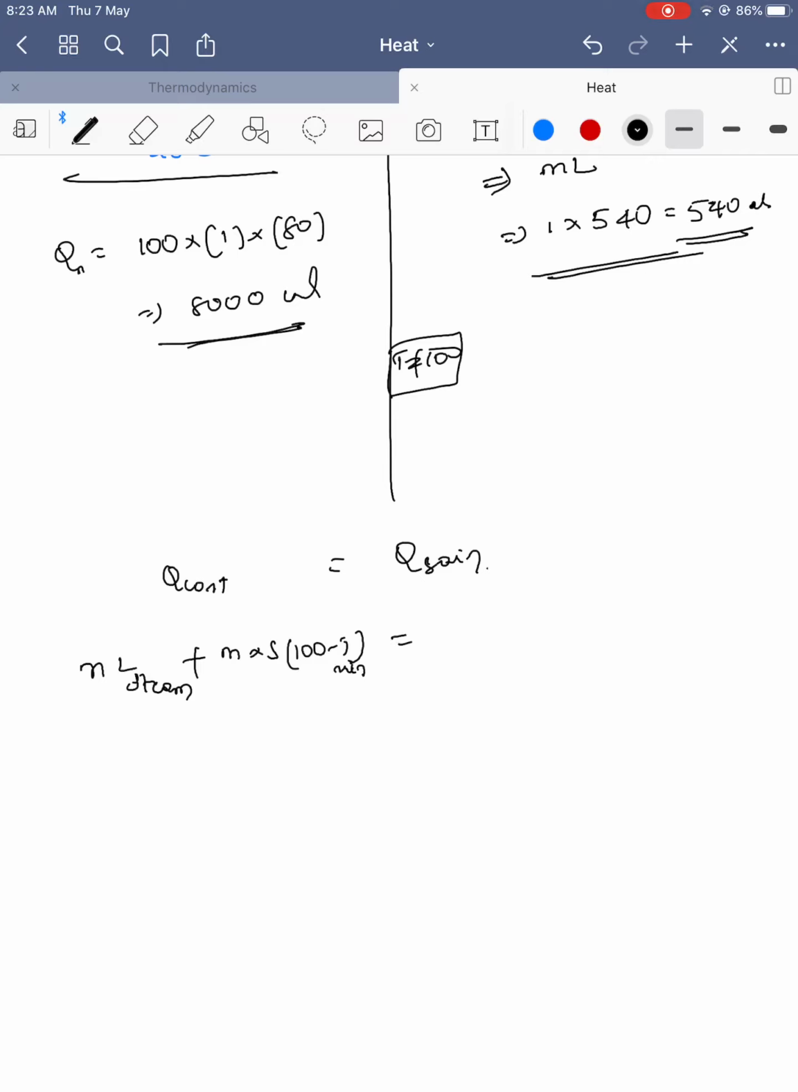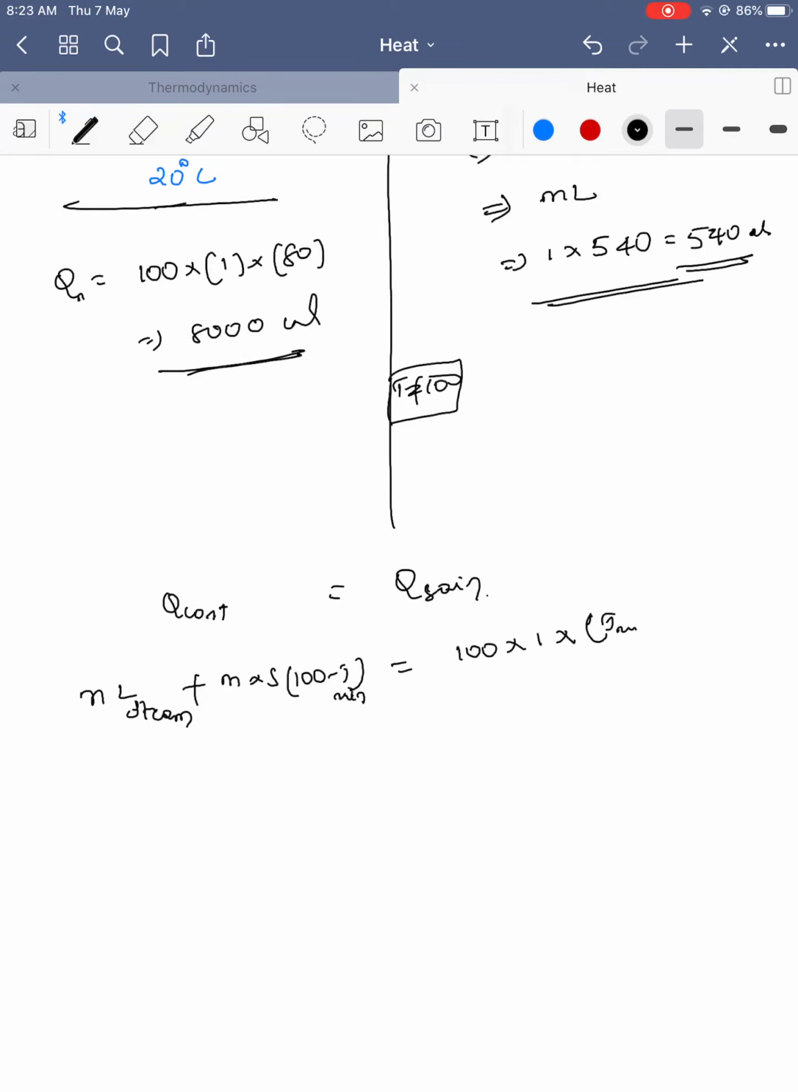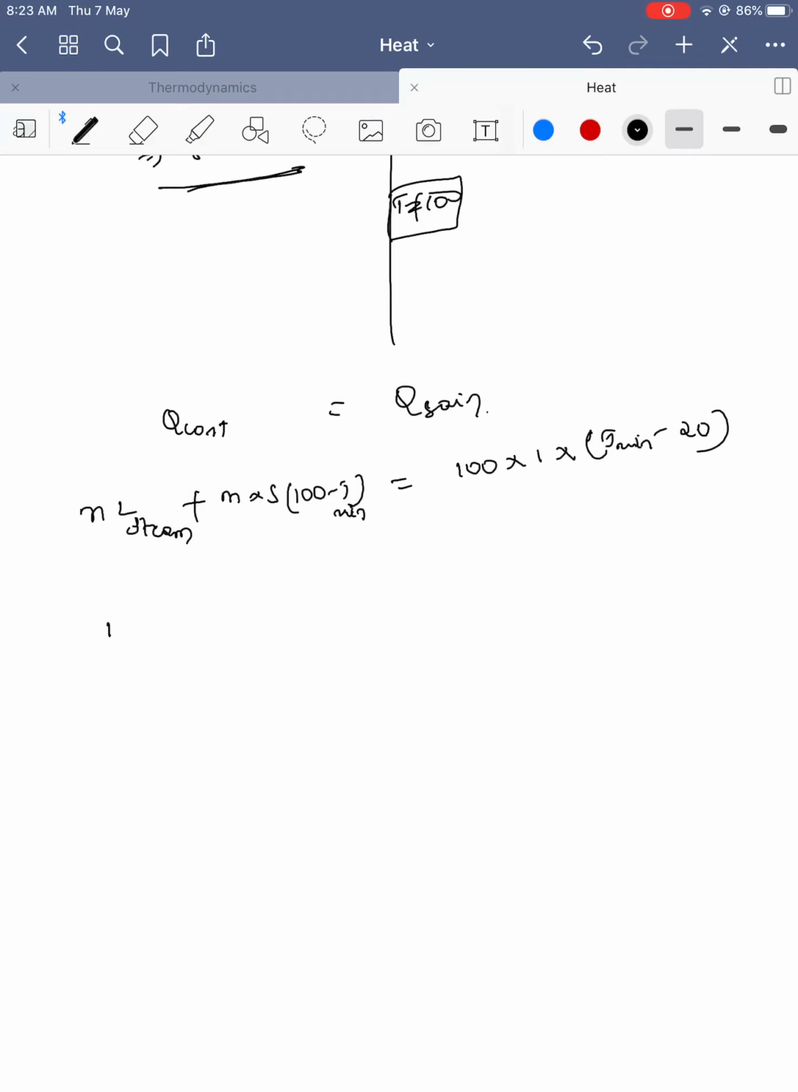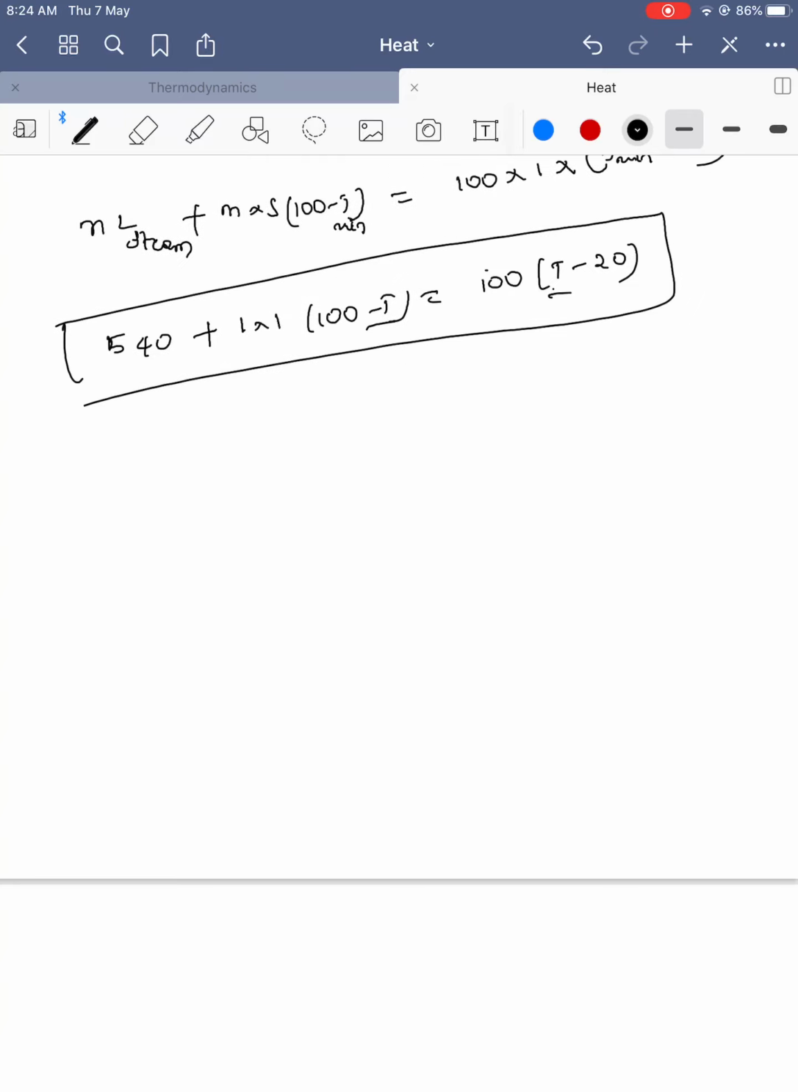How much is the gain? 100 grams of water into specific heat 1 into, so how much is the initial temperature? 20 degrees. So finally T of mixture minus 20 degrees. So from here, m is 1 into 540 plus 1 into 100 minus T is equal to 100 into T minus 20. If we simplify this expression, you are going to get the temperature of the mixture. So that is steam with the water.